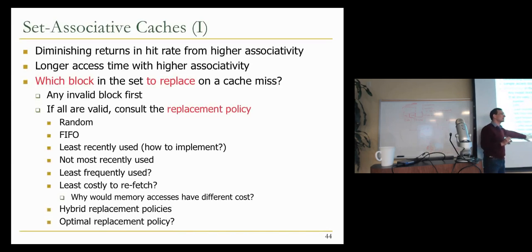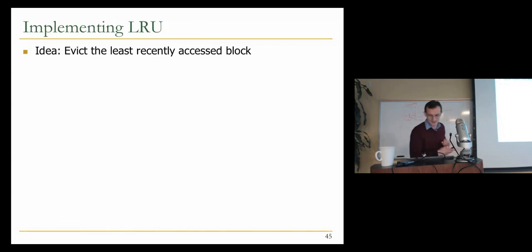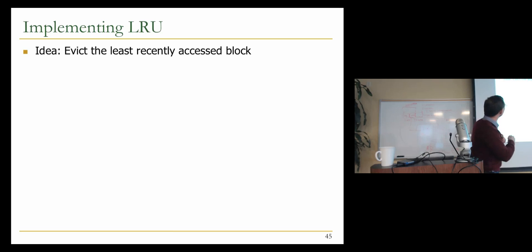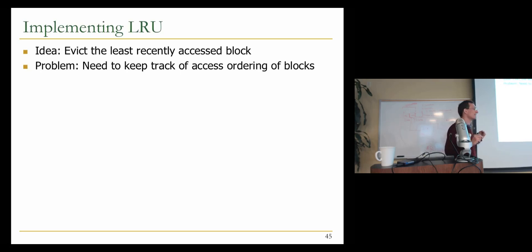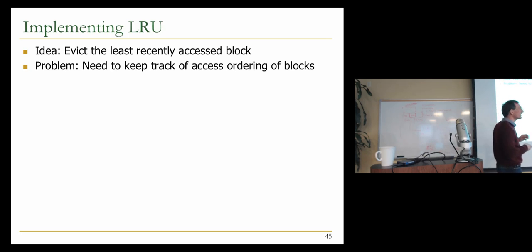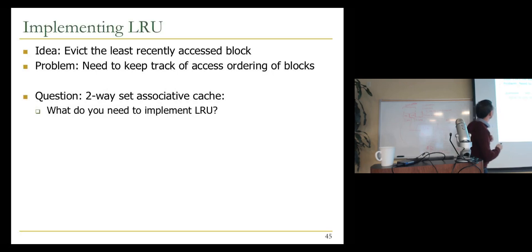The question is, how do you actually figure that out? Well, this requires knowing the future, right? And we cannot do that today, at least. But we can predict. Okay, let's take a look at implementing LRU a little bit. The idea of LRU is to evict the least recently accessed block. The problem is, this requires the processor, the cache, to keep track of the access order of the blocks, right? You need to keep an ordering, or timestamps. And timestamps are actually not very realistic if you have very large associative caches.